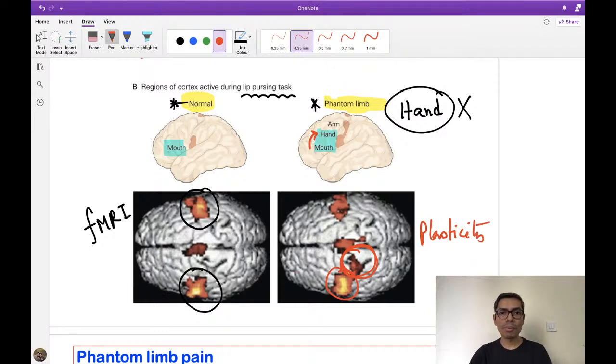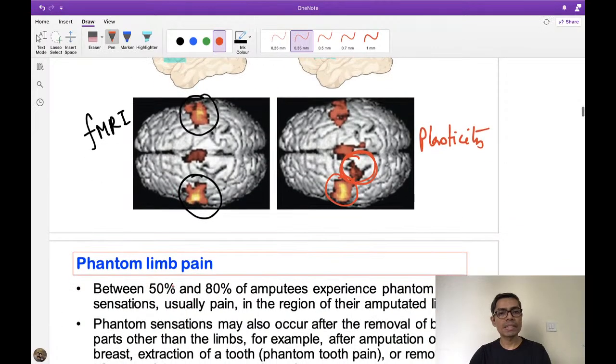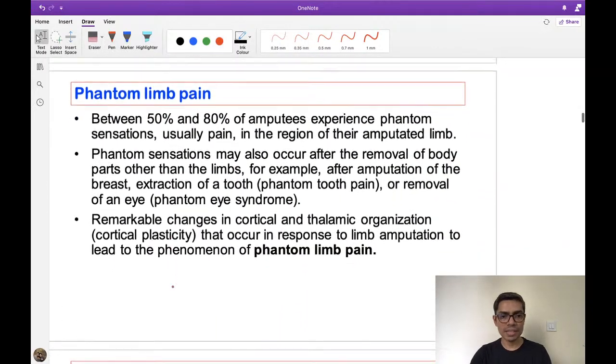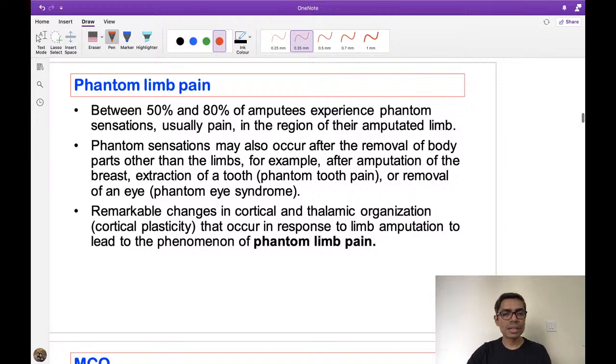Right? So I hope all of you understood this basic thing, what is happening at the level of the brain and what is known as plasticity, and I have written certain information about phantom limb pain. So you can go through this point, that between 50 to 80% of amputees experience this phantom limb pain. Okay, apart from phantom limb pain, there is phantom tooth pain also, there is phantom eye syndrome also, and this phantom limb pain is mainly due to cortical reorganization, which is known as plasticity. Correct? Everybody just tell me whether you understood this thing or not.